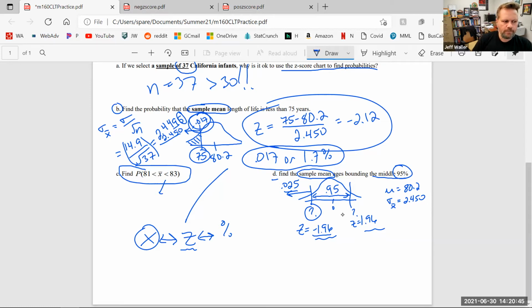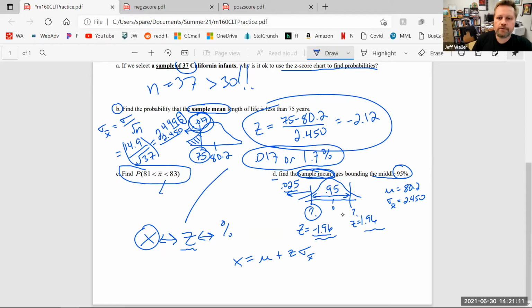Yes. What is it? X equals z score times standard deviation plus the mean. Good. So the mean plus z times sigma, and it's going to be the new sigma, right? Because we're talking about sample means. Is that cool?